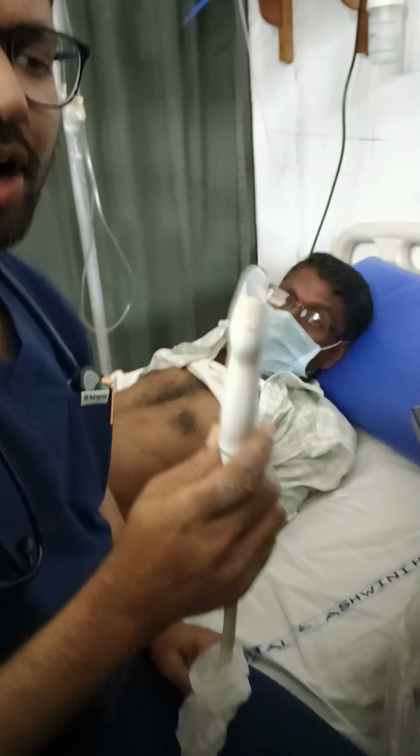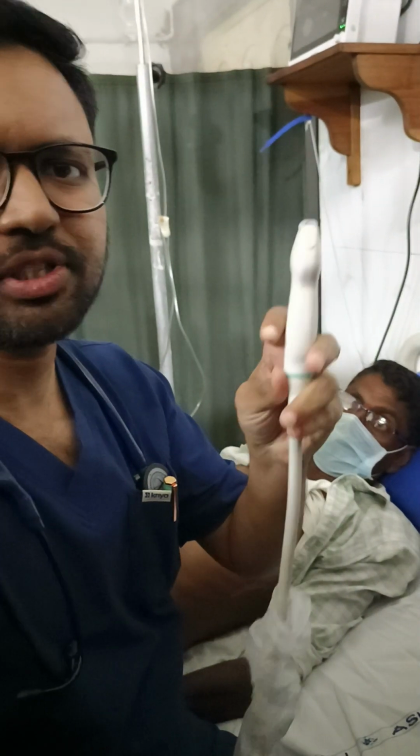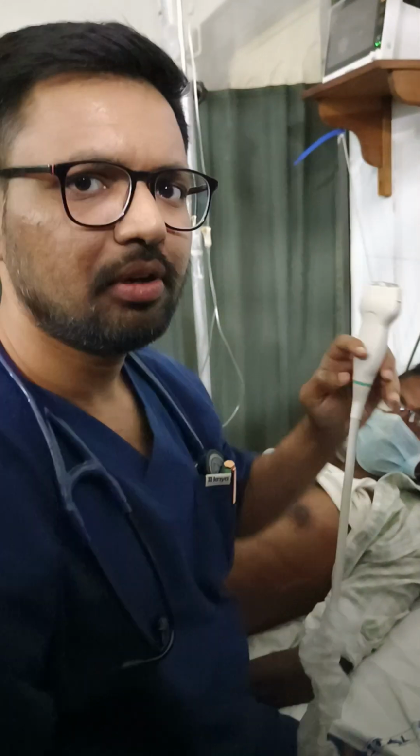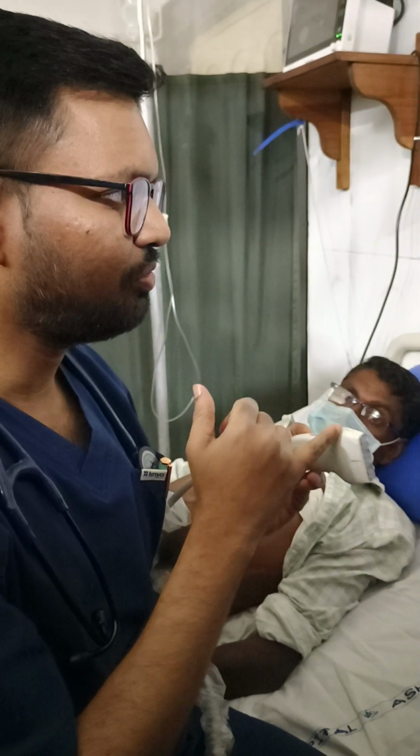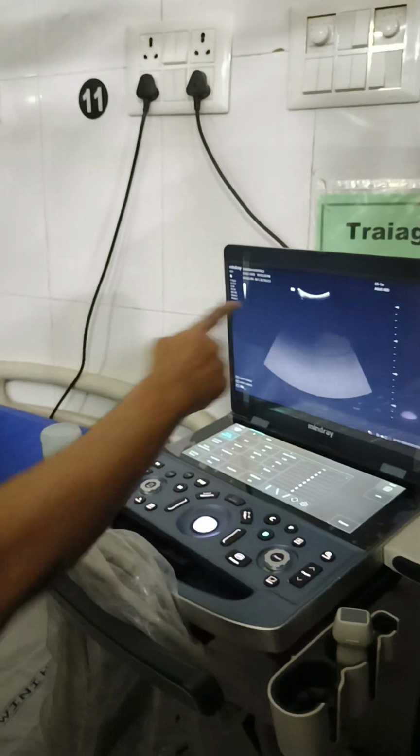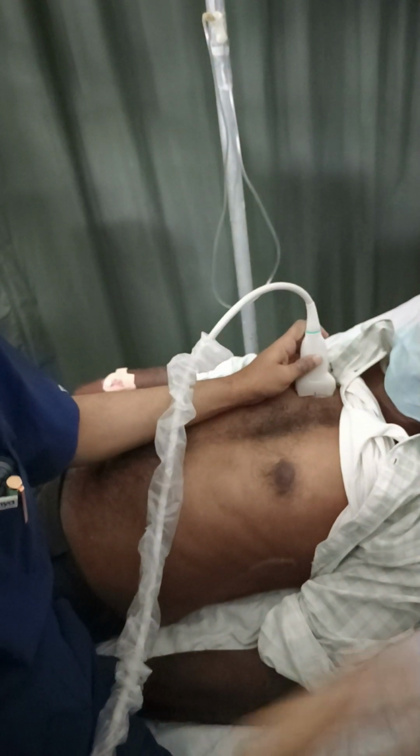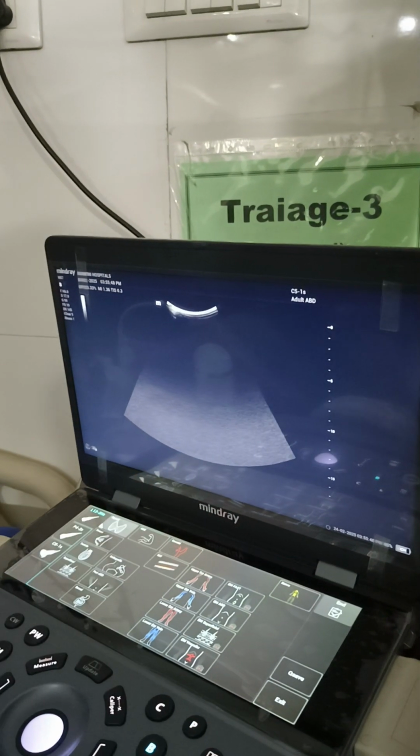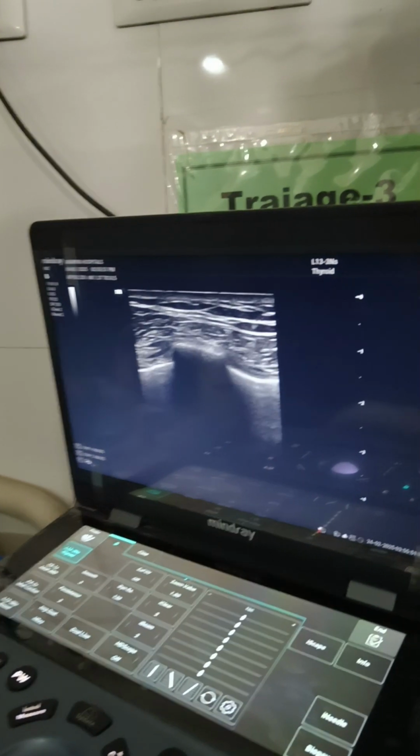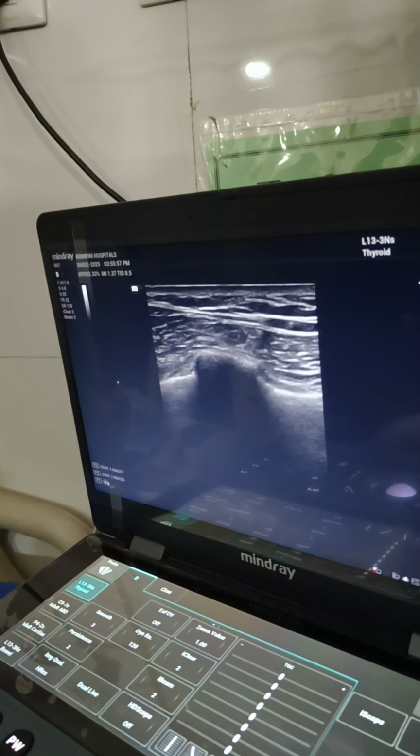Now I am taking this straight probe, which is a superficial probe, and placing it in the mammary space just below the clavicle with the pointer facing upwards so that it matches with the marker over the monitor. On the normal side, this is how the normal lung ultrasound appears with the superficial probe.